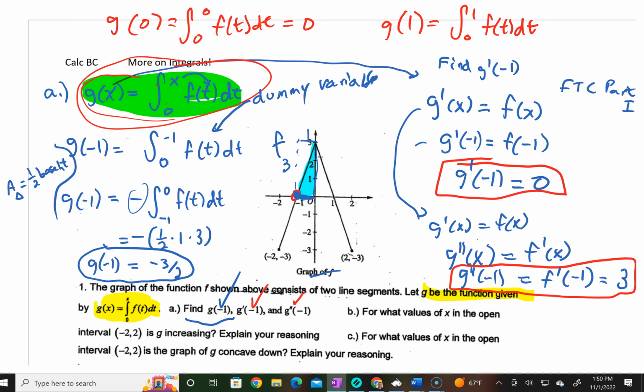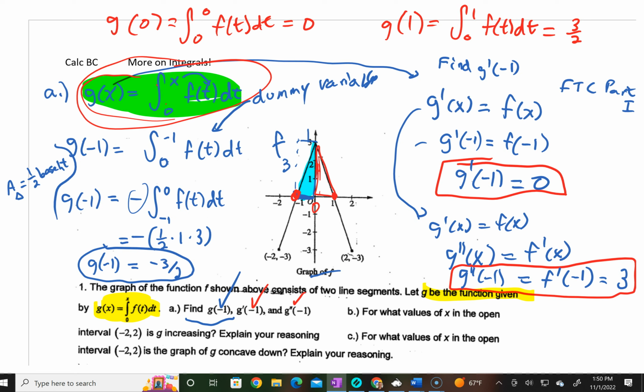So for any x value, like at x equals 1, you'd say, well, from 0 to 1, I've got a triangle. What's my base? It's 1. What's my height? 3. 1/2 base times height. You could say, well, that's going to be positive 3/2. Look, g of negative 1 we found was negative 3/2.